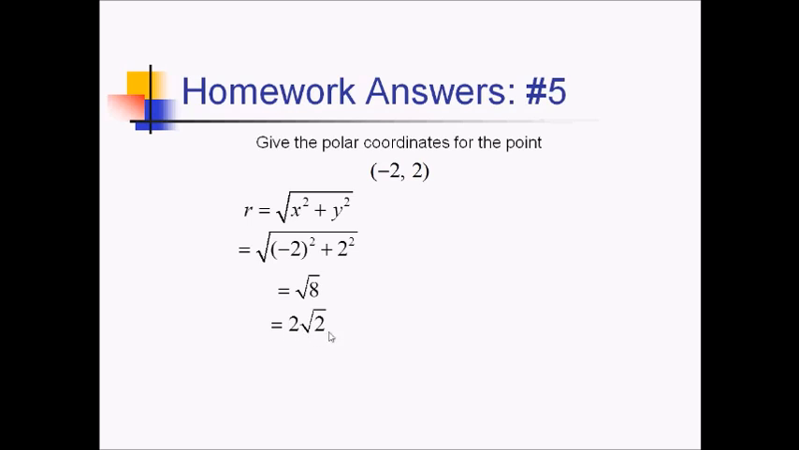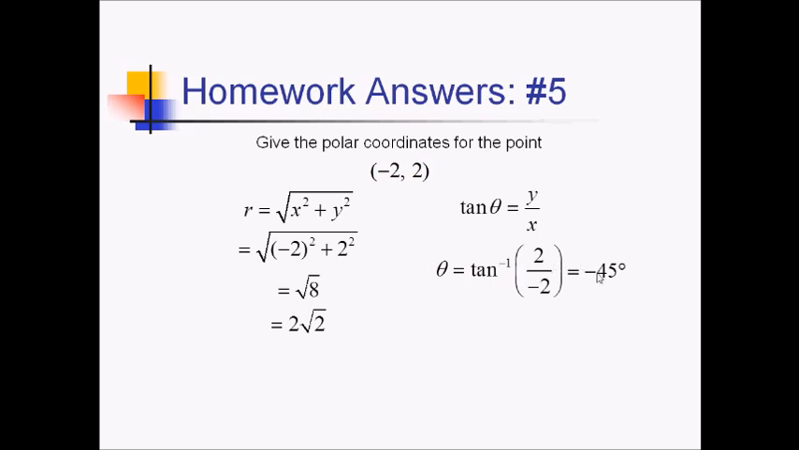Now we need the angle itself. So for that, we need to do inverse tan of y over x. So that's going to be inverse tan of 2 over negative 2. Inverse tan of negative 1, I just happen to know that comes out to negative 45 degrees, but you could do it on a calculator.